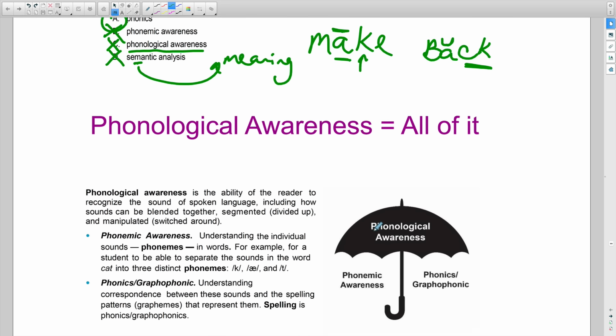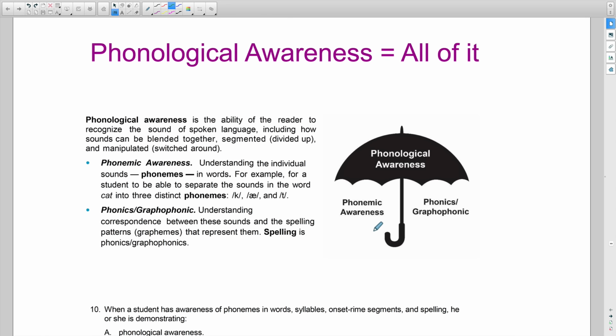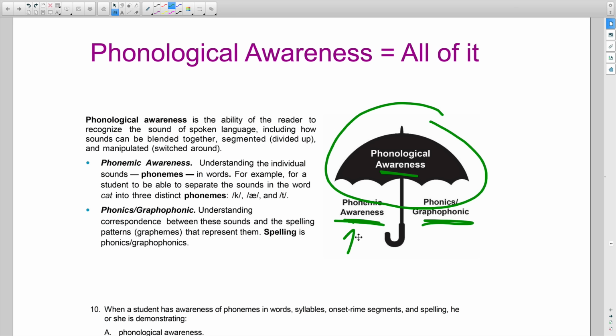Now, let's talk about phonological awareness. Remember, phonological awareness is the umbrella. Phonological awareness is putting it all together: the sounds, phonemic awareness, and the spelling, and the syllables, and the structure, and all of it, squishing it all together to understand the word in its entirety. So that's why I like to use this umbrella graphic, because phonological awareness is the umbrella under which phonemic awareness and phonics sit.